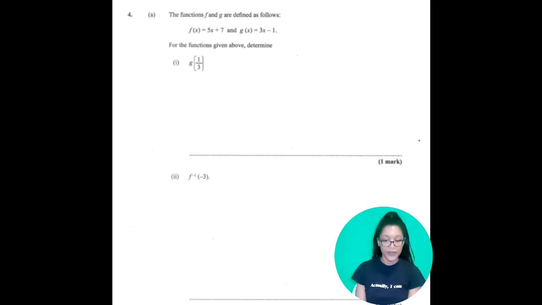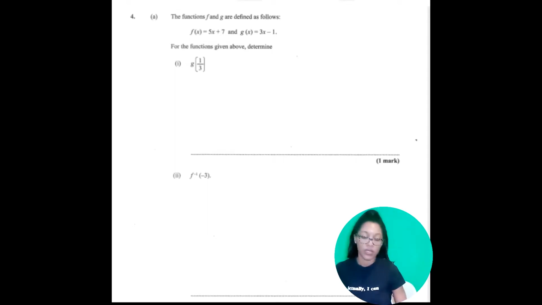The functions f and g are defined as follows. f of x is equal to 5x plus 7 and g of x is equal to 3x minus 1. For the functions given above, determine g of 1/3.